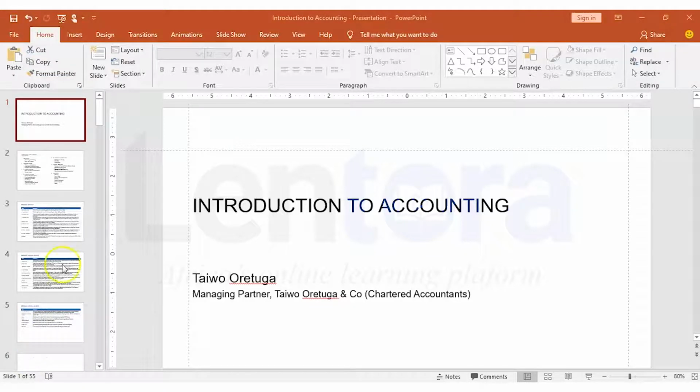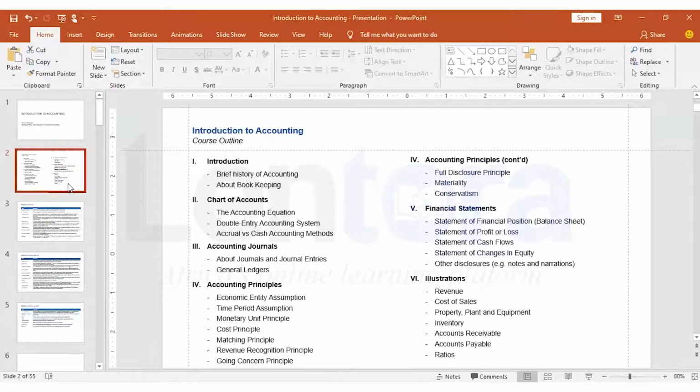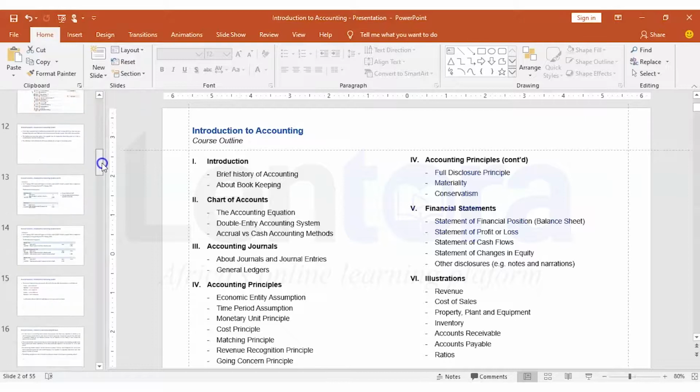This is going to be the second module of this course, and in the second module we're talking about the chart of accounts in line with our course outline. In the chart of accounts we'll be talking about the accounting equation, the double entry accounting system, as well as the accrual and cost and cash accounting methods, in addition to other illustrations of the field of a chart of accounts of an entity. Let's dive right into it.